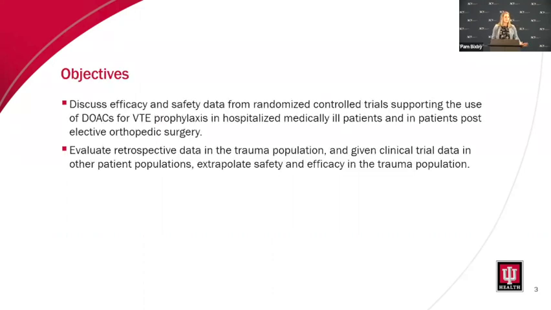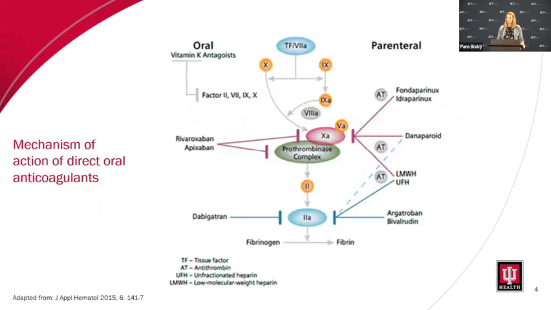My objectives are really just going to be to review the data that exists for DOACs, which, spoiler alert, is not robust in trauma patients. We will talk about the safety and efficacy data in medical patients in the randomized control trials that have been published in that regard. We'll also talk a little bit about the use of DOACs for prophylaxis in patients who are status post elective orthopedic surgery, and then we'll talk a little bit about the retrospective data and some of the smaller studies that exist in trauma as well.